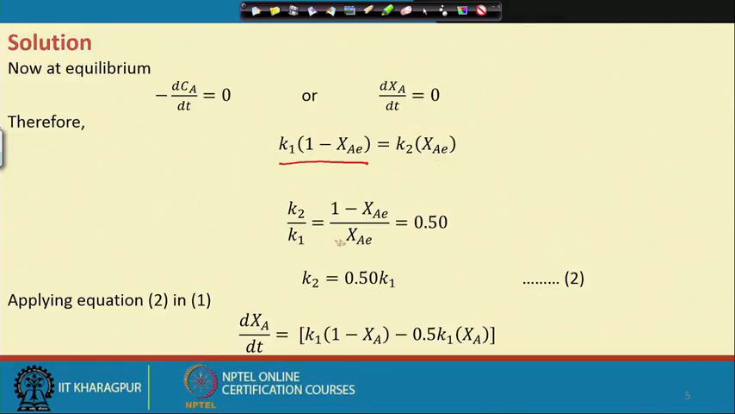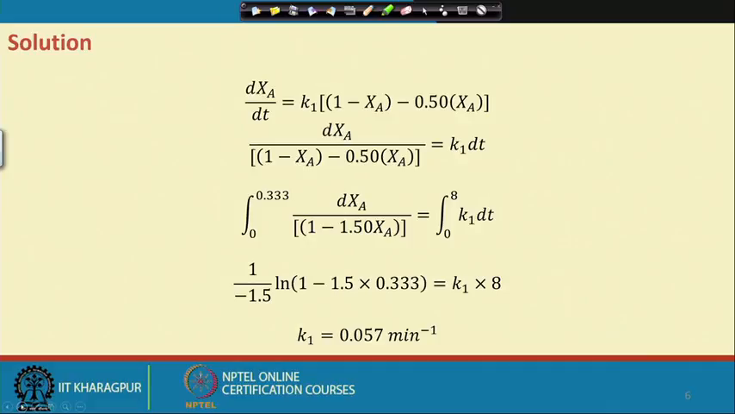So, k2 by k1 equal to 0.5. Then we can write k2 equal to what? 0.5 into k1. Now, this value we can put in the previous equation that I showed you. This k2 value we can put it here. Then we can write this equation like this. Then finally, we can write this, and it will come like this.